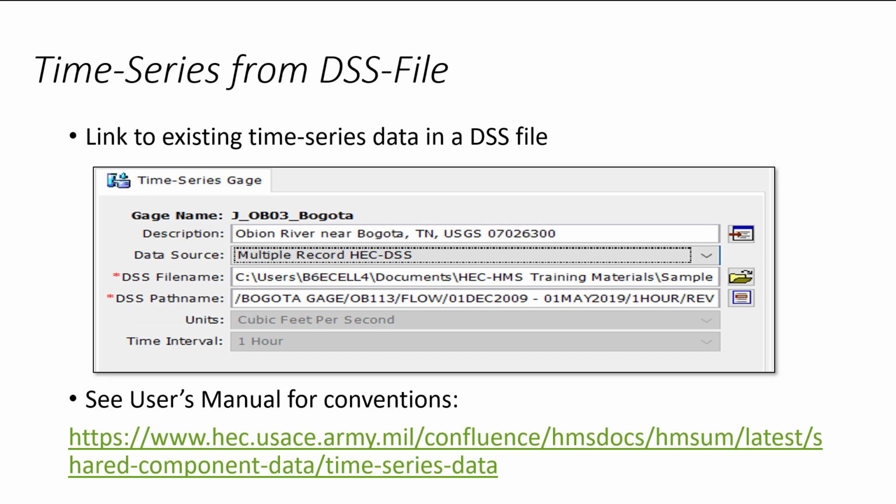Linking time series data directly to an HEC DSS record is convenient when the time series data already exists and you want to link it to the HMS model. To do this, simply point HMS to the correct DSS file and path name to link the data to the time series gauge within HMS.